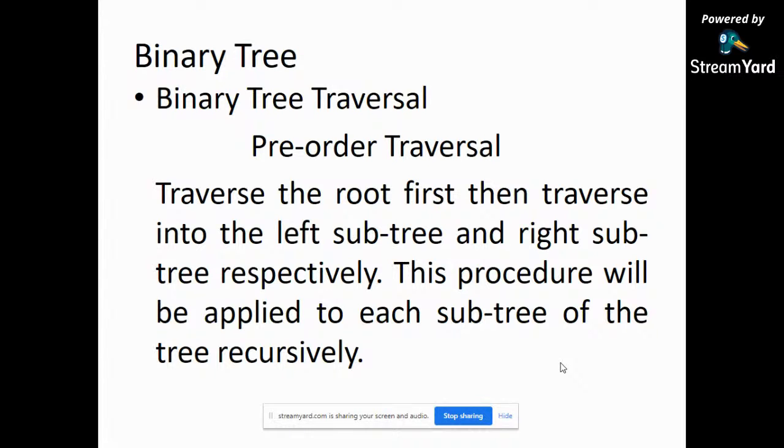So in pre order, first we are going to visit the root. In post order, we are going to visit the root last, and in order it will be left, root, and then right. So pre-order traversal, traverse the root first, then traverse into the left subtree and right subtree. This procedure will be applied to each subtree of the tree recursively. So we have to repeat this thing.